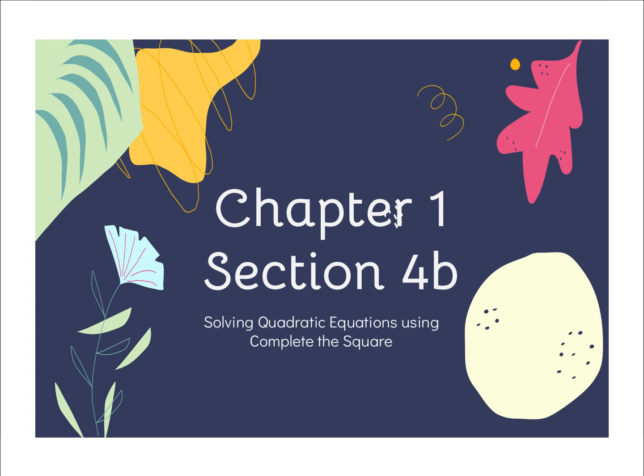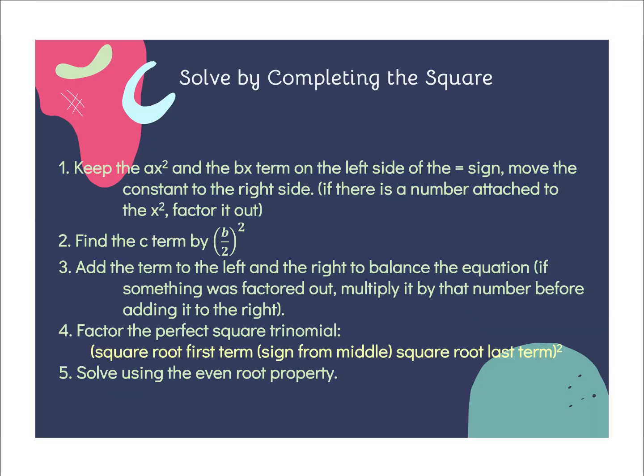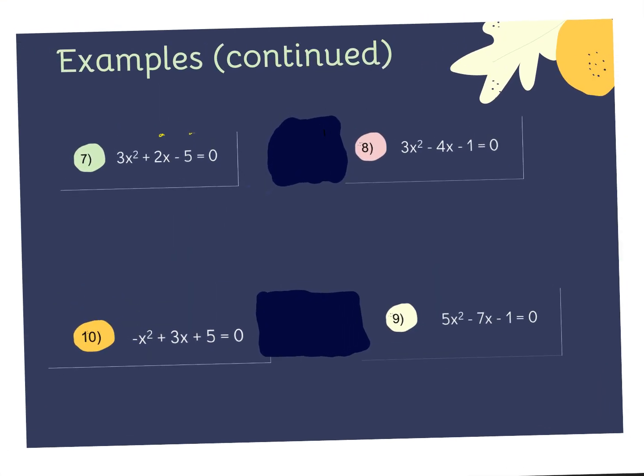Okay, guys, with completing the square, we talked about you want your a term, the number in front of x squared, to be 1. If it's not, which is what we're going to work on today, you're going to make it be 1. These are the steps to do it, but we're going to start on number 7. We're going to go 7, 8, 9, 10, and then we're going to move on to the quadratic formula.